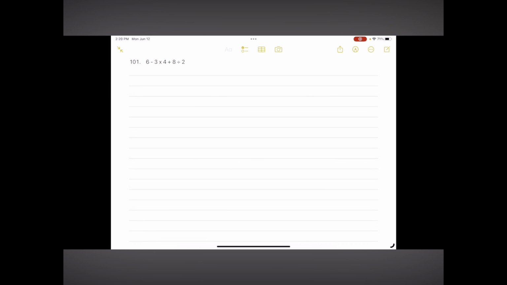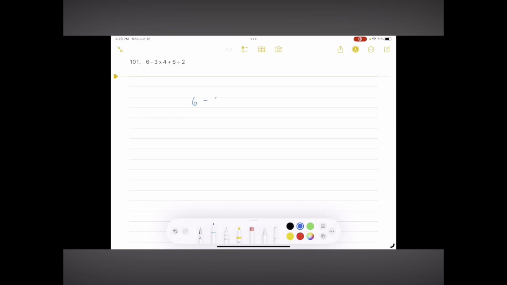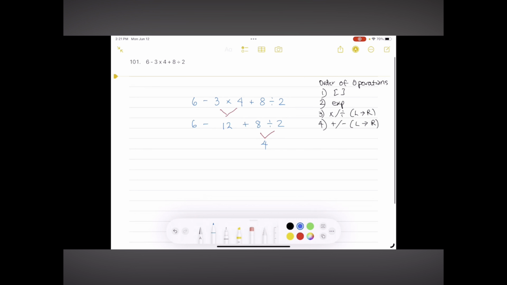Problem 101. 6 minus 3 times 4 plus 8 divided by 2. Copy down the problem, spread it out, get all the numbers and symbols copied down correctly, and write the order of operations to the side as a reference. We're ready to look at the problem, and our first multiplication is 3 times 4, which is 12. We write down 12 and copy down the rest of the problem. Make sure to get all the symbols and the numbers written properly. Our next computation is 8 divided by 2, which is 4. Now bring down the rest of the equation and all the symbols.